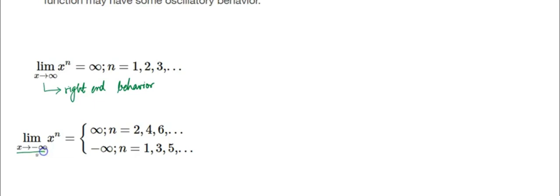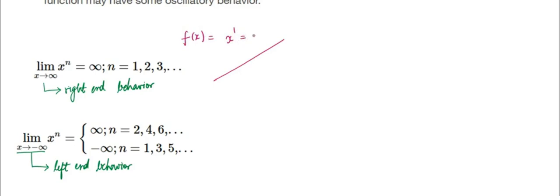And x equals negative infinity, that means we're talking about the left end behavior. So what we're saying then is that if you are looking at a polynomial of degree 1, x power 1, which is basically x, f of x equals x power 1 is basically x. It's going to be a line. So the left end of this line goes towards negative infinity because it's going downwards, and the right end of your line goes towards positive infinity.